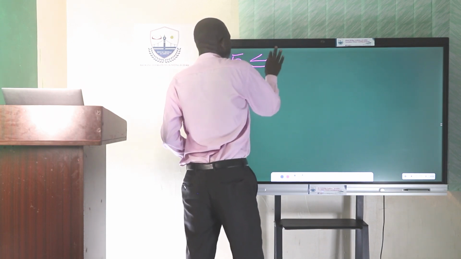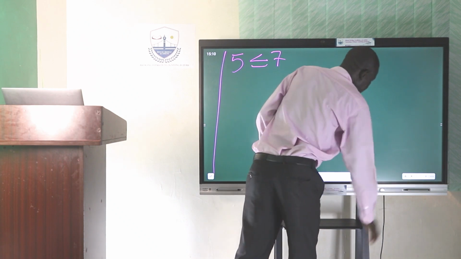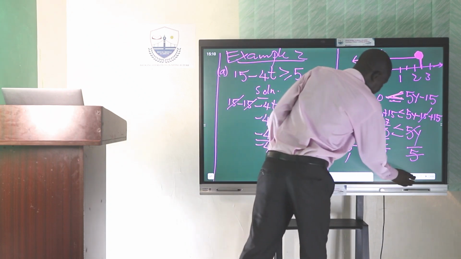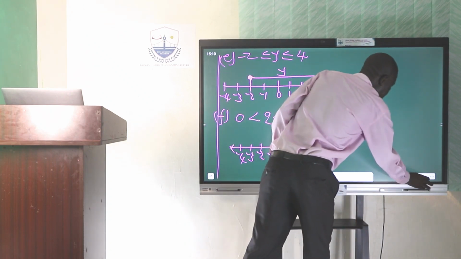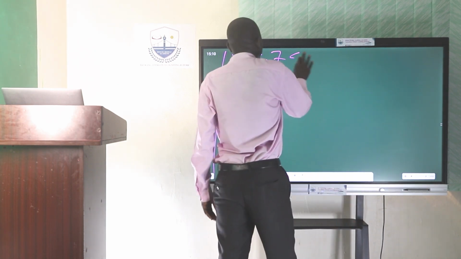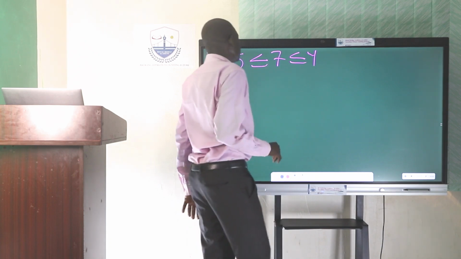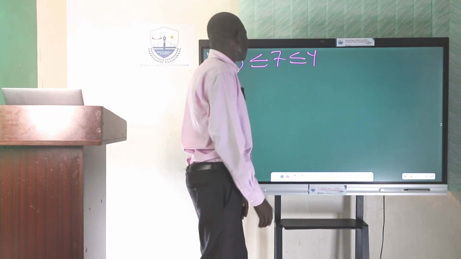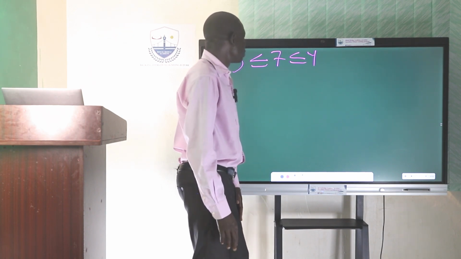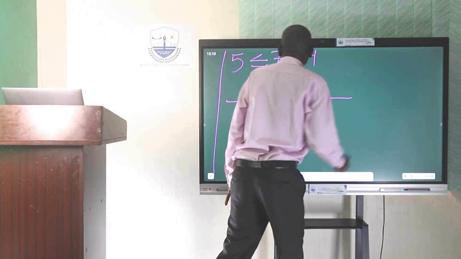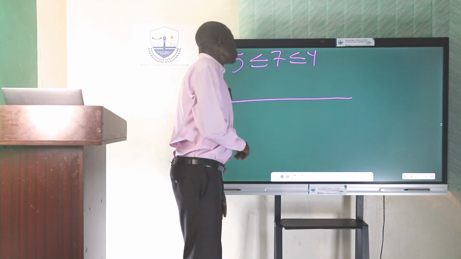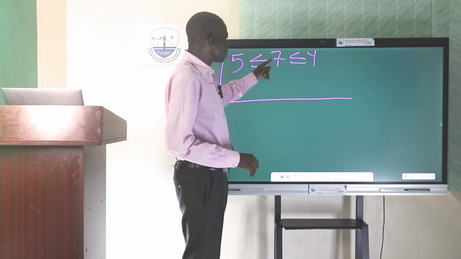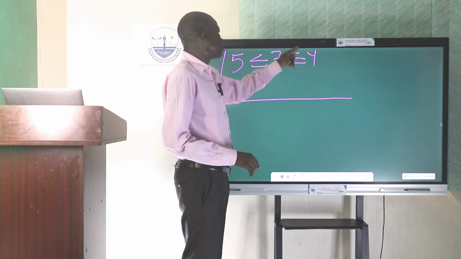5 is less or equal to 7, is less or equal to y. Is less or equal to what? y. So in this case, we now represent it on a number line. Before we represent it on a number line, 5 is less or equal to 7, and 7 is less or equal to y.